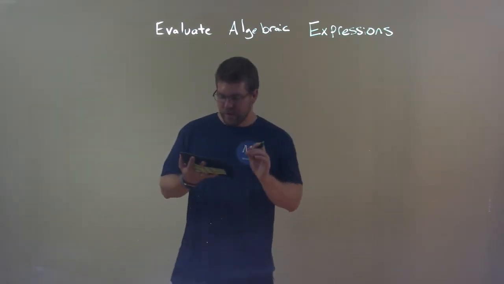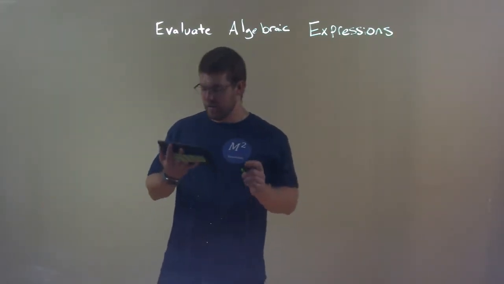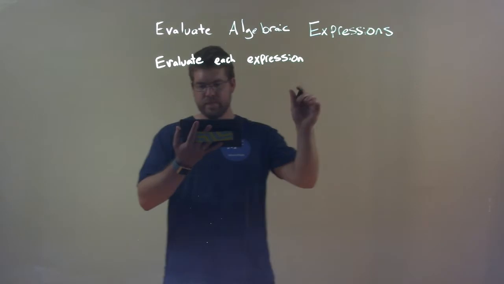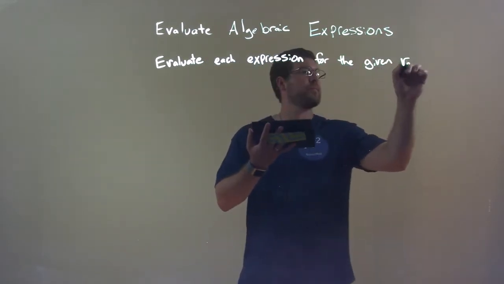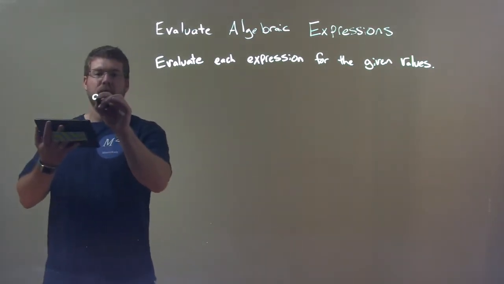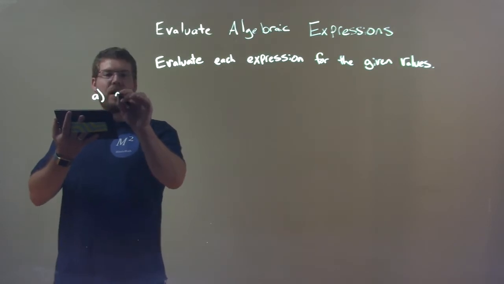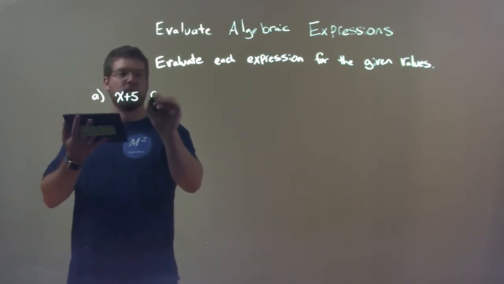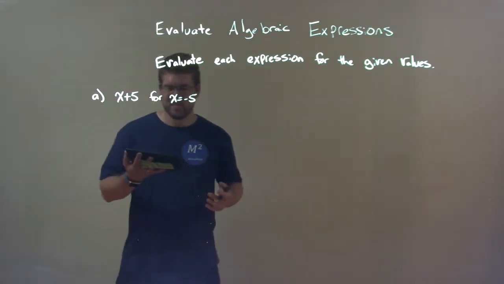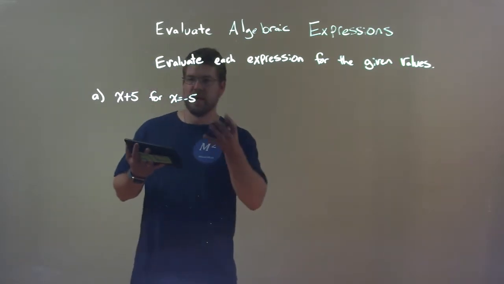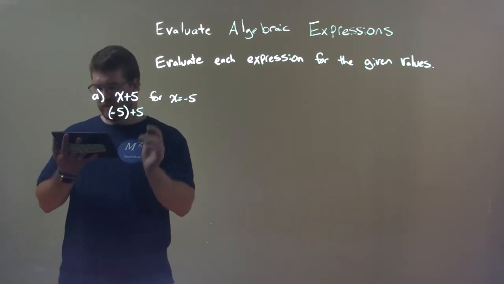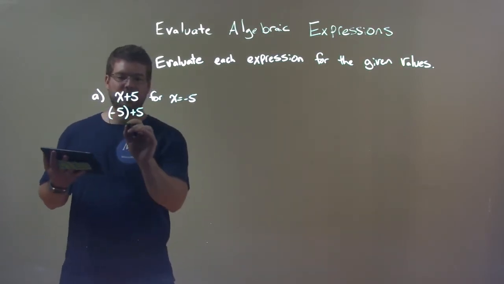So here, we're going to evaluate each expression for the given values. Okay? So the first one here, for A, we have x plus 5 for x equals a negative 5. Well, this one's pretty straightforward, right? We just substitute negative 5 in for x. So negative 5 goes in for that x value, plus 5. Negative 5 plus 5 is 0.